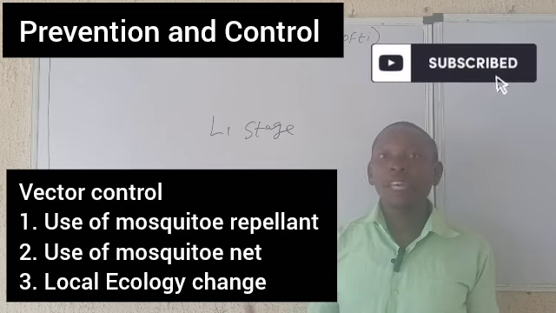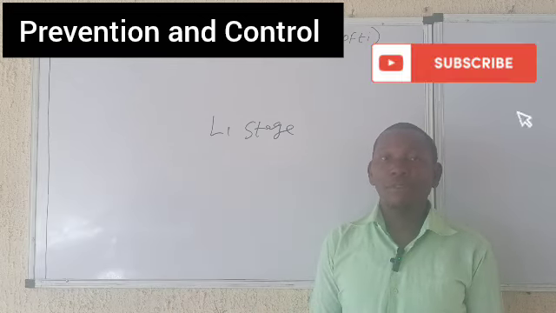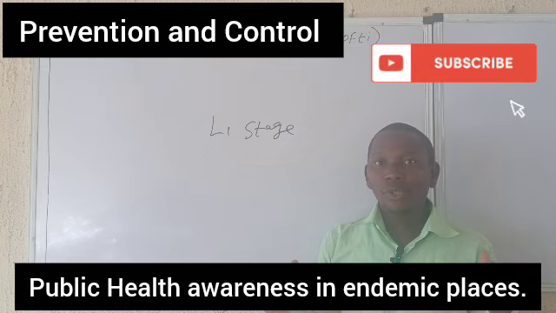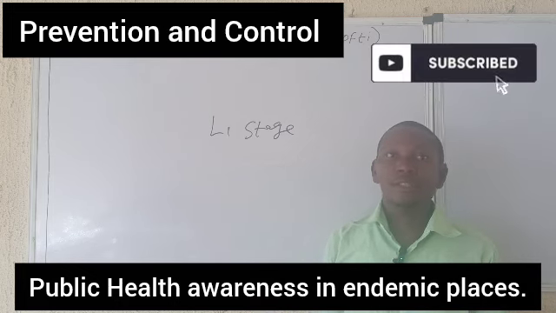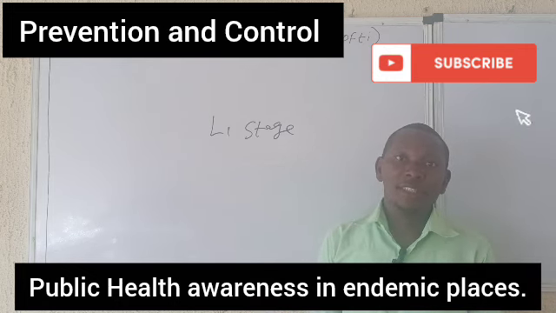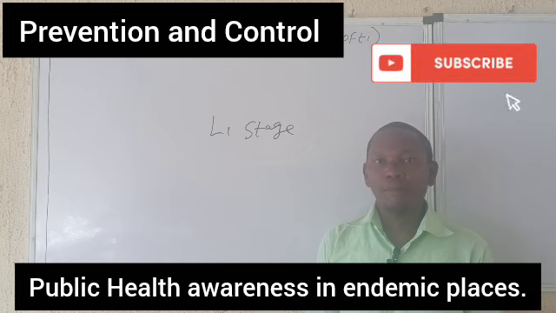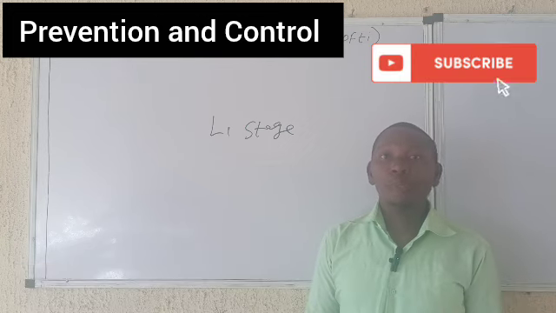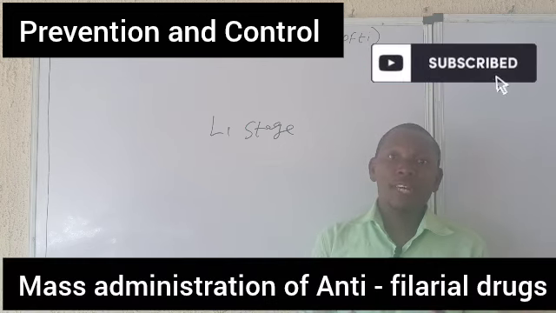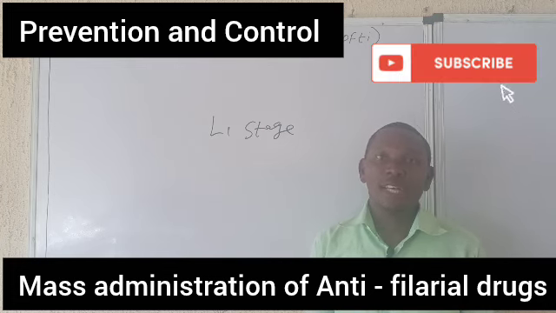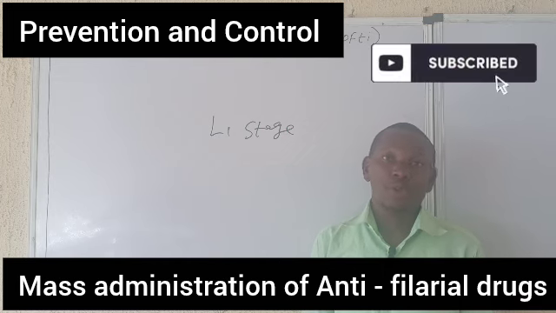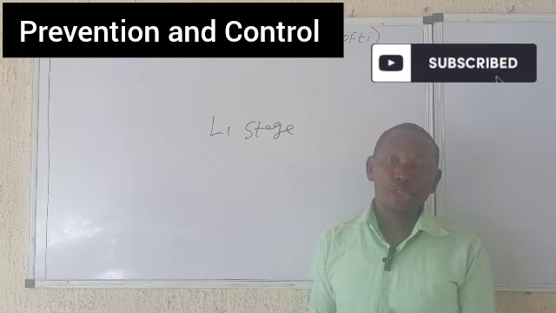You can also use public health, which is another simple method of preventing and controlling this parasitic infection. Educate the populace, especially in endemic conditions, so that they can take the appropriate precautions. Mass administration of anti-filarial drugs can also help in endemic areas to prevent and control infection of this nature.